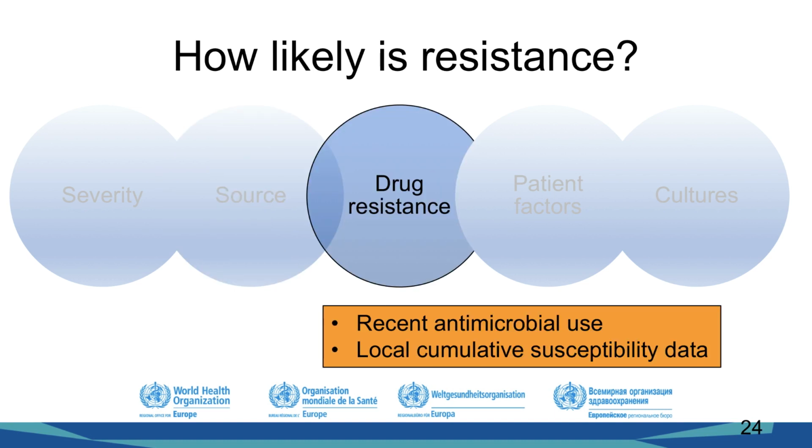Next, how likely is this infection due to a drug-resistant organism? The spectrum of antibacterial therapy you choose is also driven by the answer to this question. For example, if your patient has received other antimicrobials for the same or different reasons within the last several months, she may be at risk of an infection due to a drug-resistant organism. You may also have local surveillance or cumulative antimicrobial susceptibility data that can provide guidance on the prevalence of drug-resistant organisms in your population.